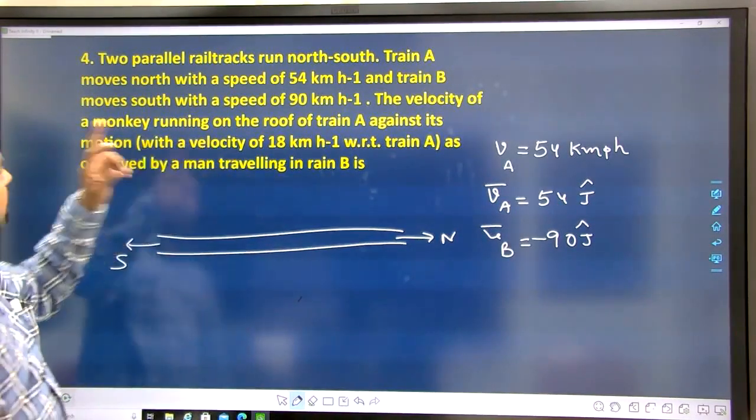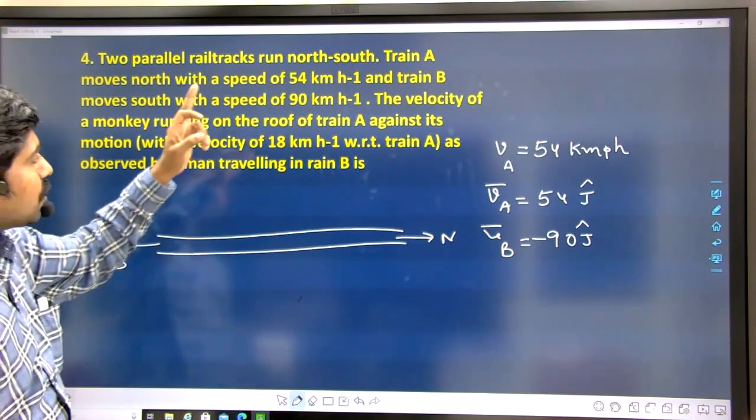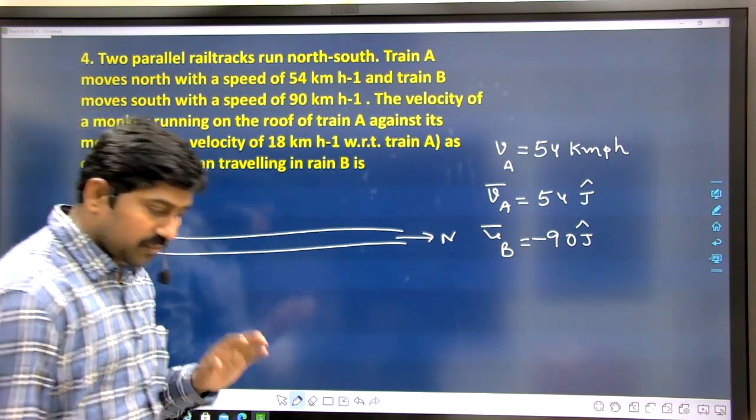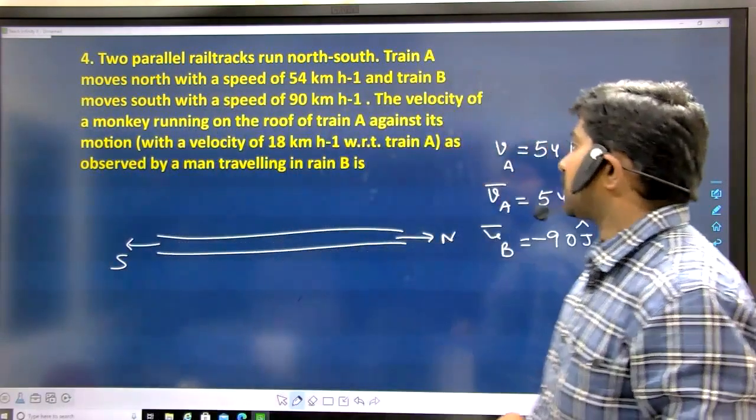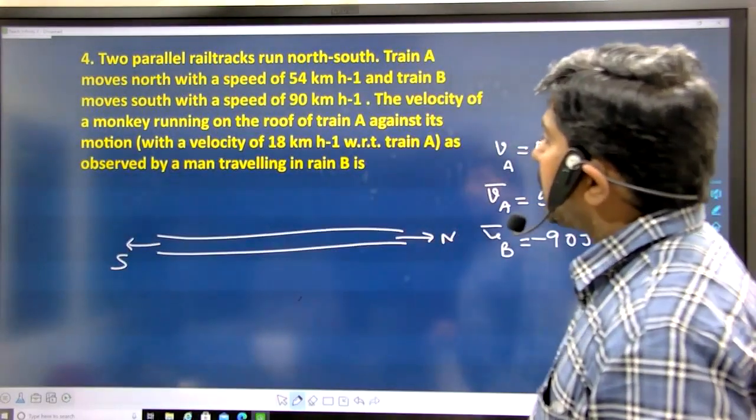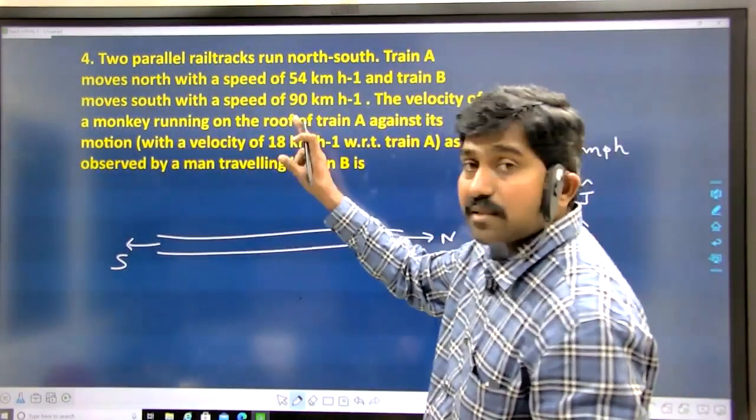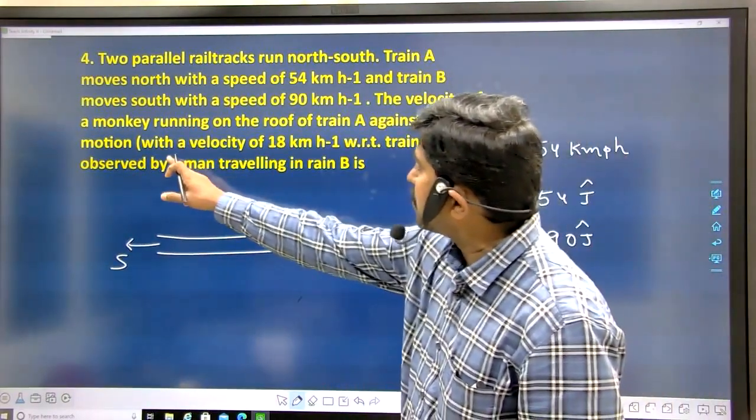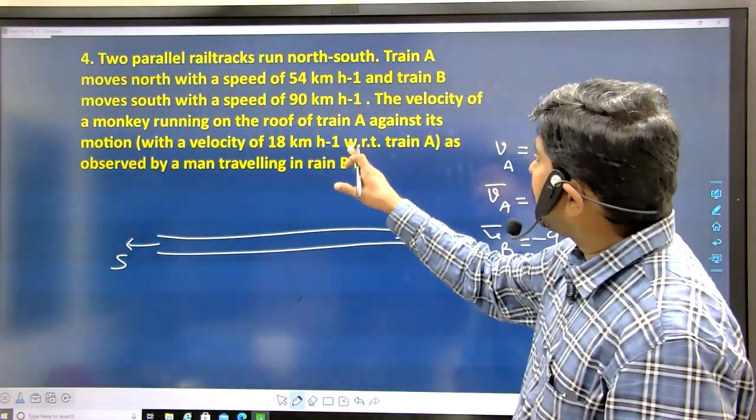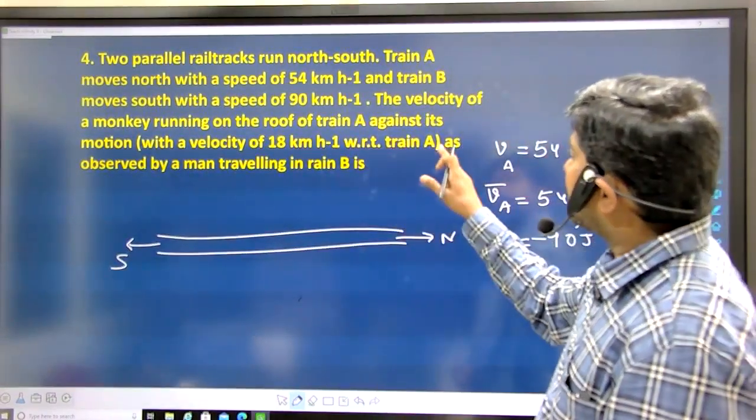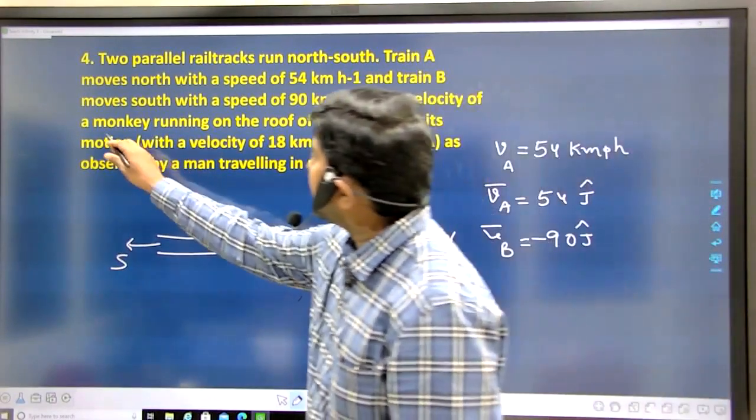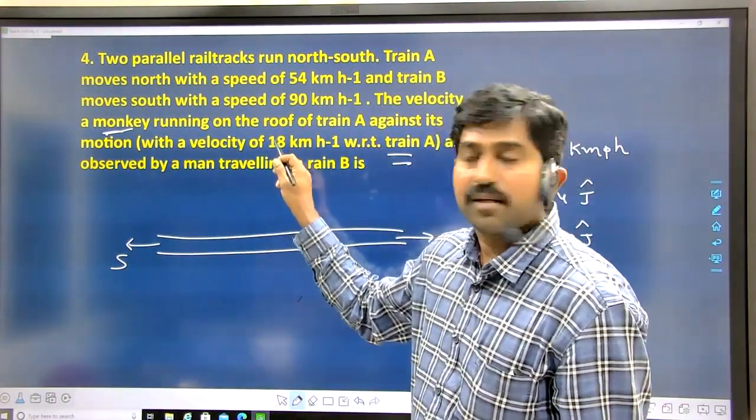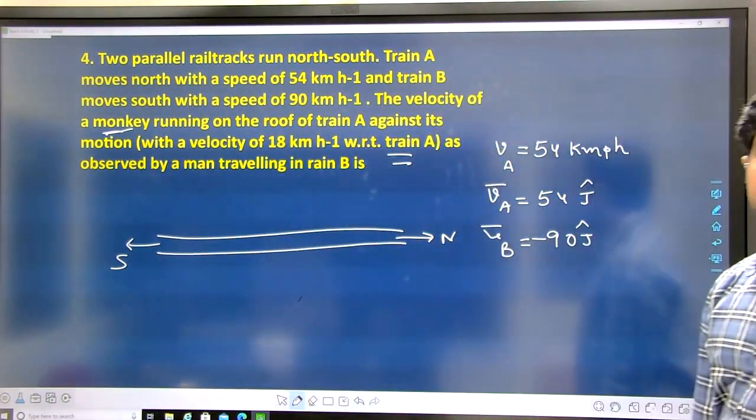Now, the velocity of a monkey running on the roof of train A against its motion, whatever the direction train A is moving, the monkey is running against the train's motion. One more piece of information is given here: a velocity of 18 km per hour with respect to train A. That means the monkey's velocity with respect to train A is given. What is that? 18 km per hour.